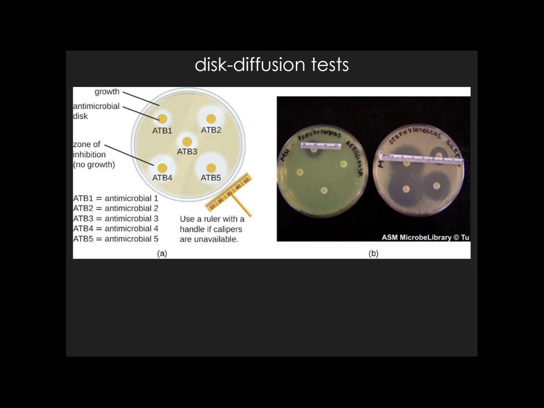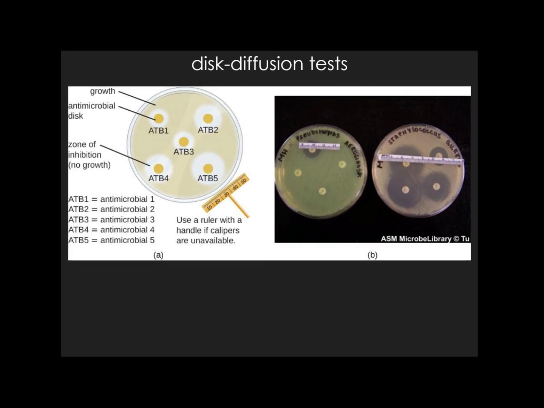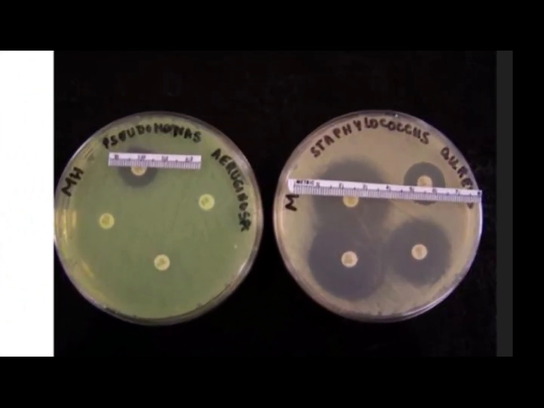So in this diagram on the left-hand side, you have a plate that has been seeded with microorganism, and these antimicrobial discs have been applied to the surface of it. The microorganism grows up to a point, and then it becomes inhibited by those chemicals, and you see that as a zone of inhibition. So notice on the left-hand side, we have two organisms, Pseudomonas aeruginosa and Staphylococcus aureus.